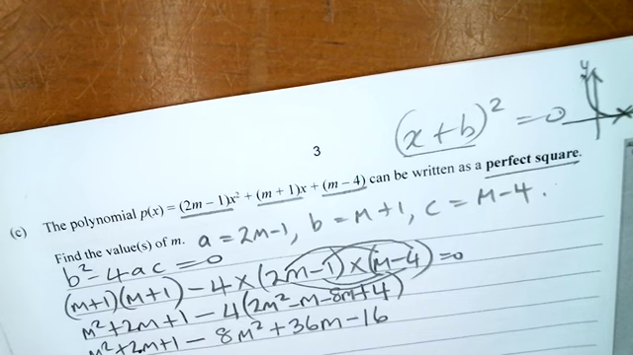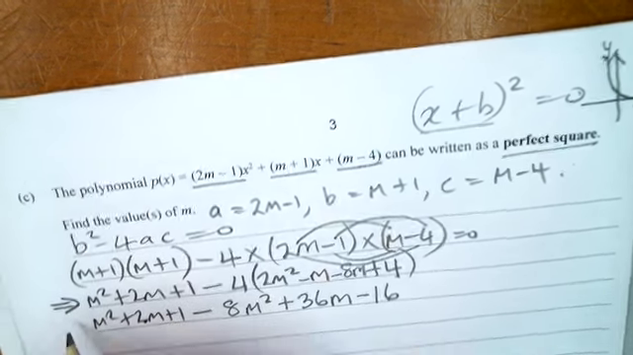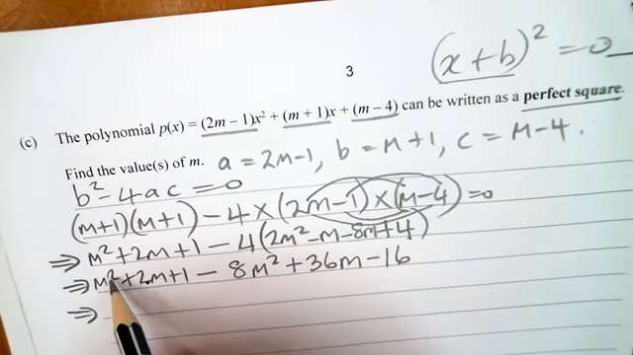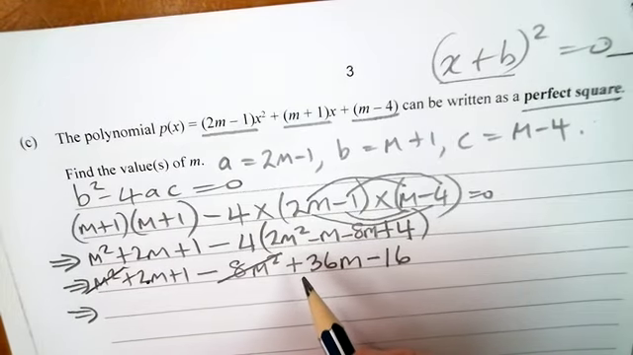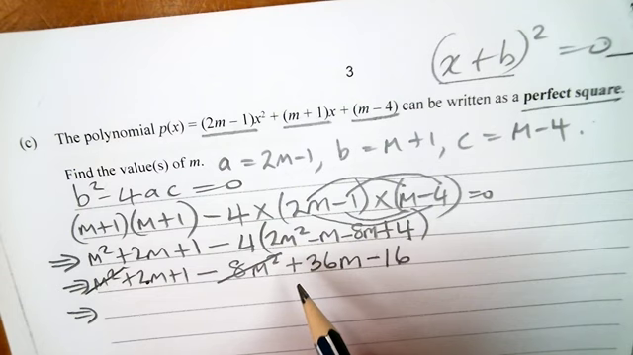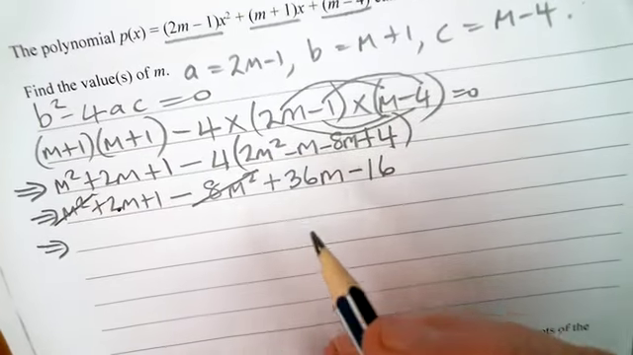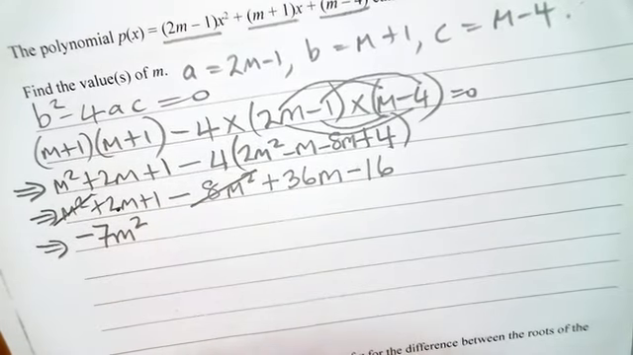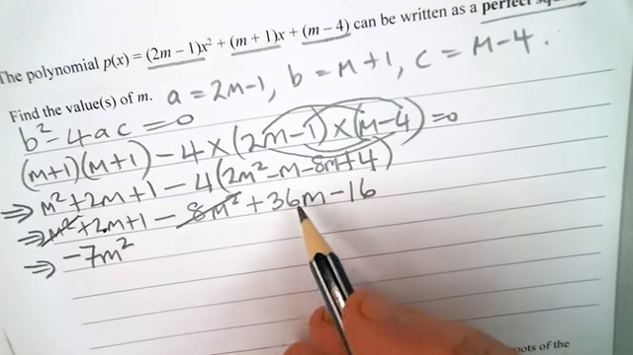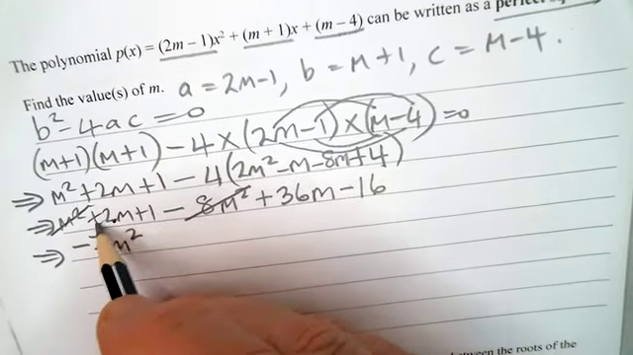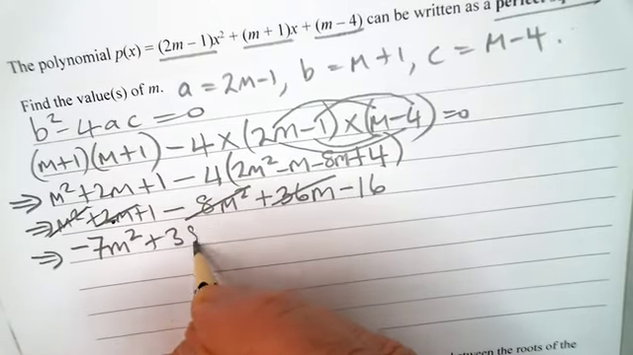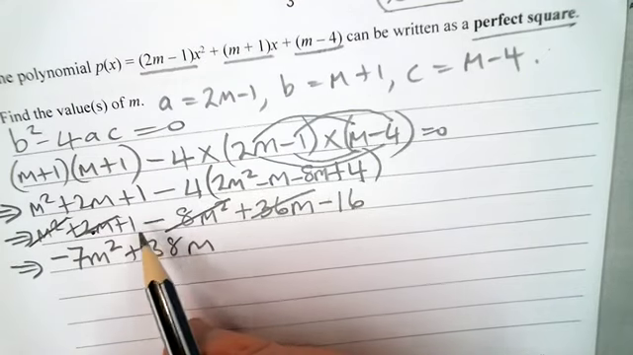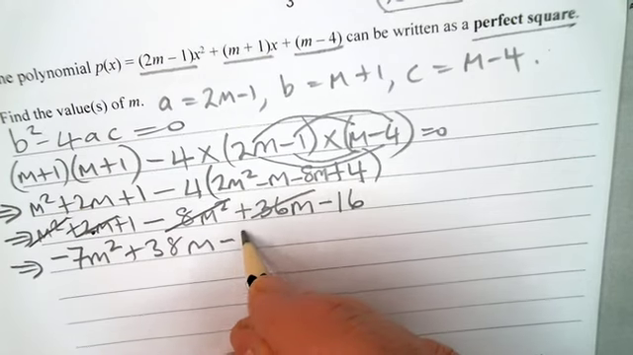So now let's collect like terms. I've got an m squared and a negative 8m squared, that's going to be minus 7m squared. What else do we have here? We've got a 36m and a 2m, that's going to be plus 38m. And then a negative 16 and a positive 1 is going to be minus 15.